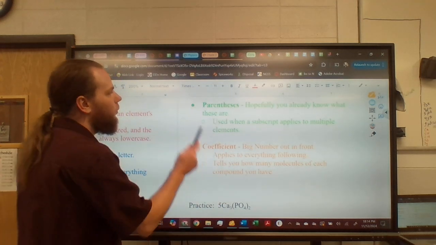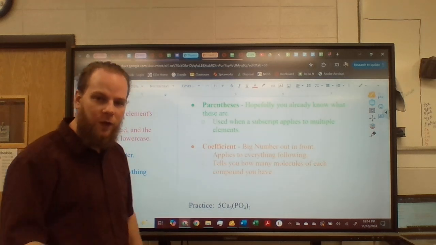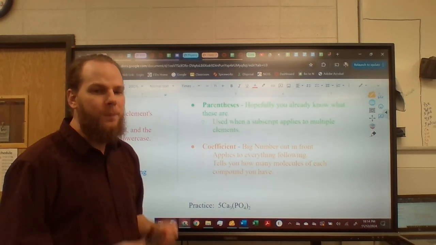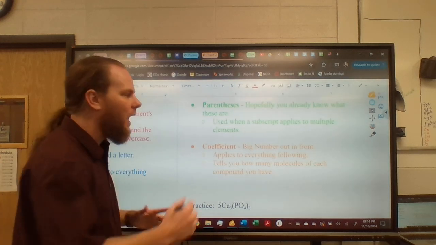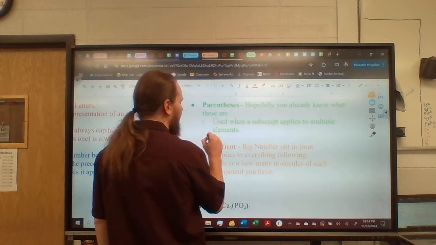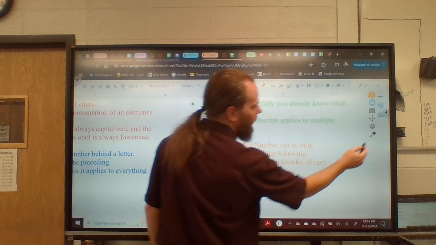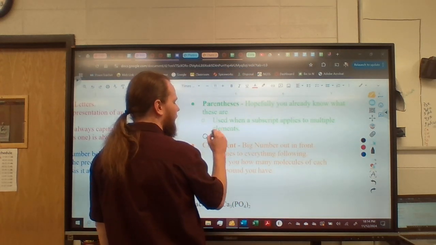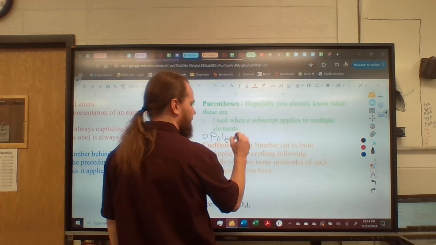Okay, so we add parentheses when a subscript needs to apply to multiple elements. Now, this only matters with things called polyatomic ions. Okay, so I didn't turn my pen back on. So we only use these with polyatomic ions.